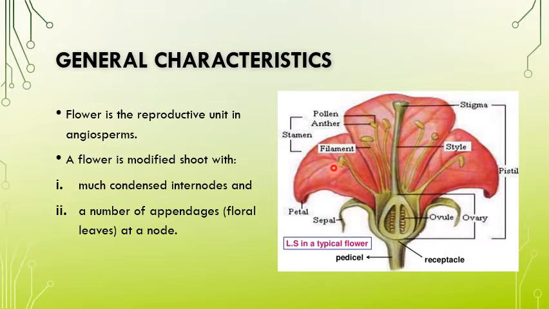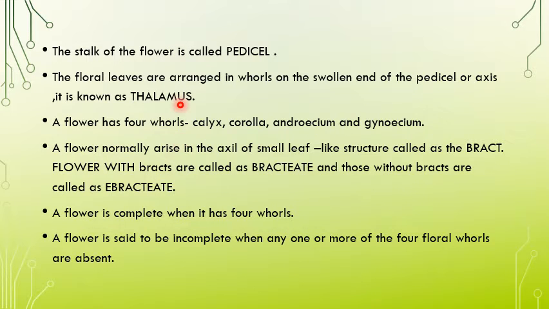Now we will see the flower characteristics in detail. The flower is the reproductive unit in angiosperm. Flower is a modified shoot. The shoot or stem has nodes and internodes, and in the flower the internode is condensed and very small, and the number of appendages at the node are known as floral leaves. The stalk of the flower is called pedicel. The floral leaves are arranged in whorls on the swollen end of the pedicel or axis, known as the thalamus.